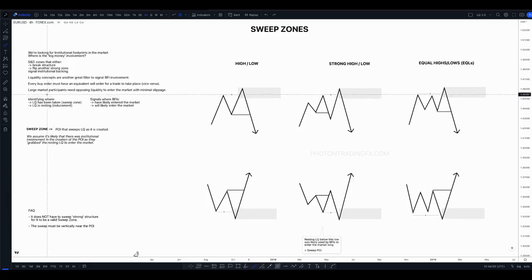Now, like I said, every buy order must have an equivalent sell order, okay? So if you're someone who wants to sell a ton of volume up here, what do you need? You need someone buying, from you selling into. You need a lot of people buying up here. And what do we know about highs?